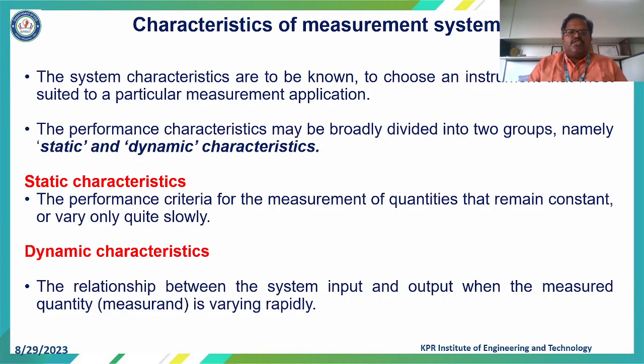Now the characteristics of measurement systems. The characteristics are classified into two types: static characteristics and dynamic characteristics. Static characteristics are the performance criteria for the measurement of quantities that remain constant. They remain constant for a certain duration. Dynamic characteristics, as the name itself says, describe the relationship between the system input and output when the measured quantity is varying rapidly.